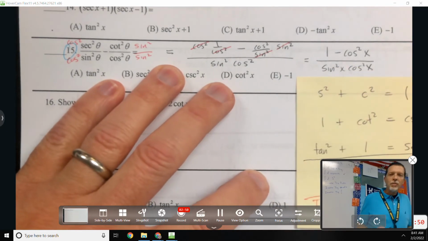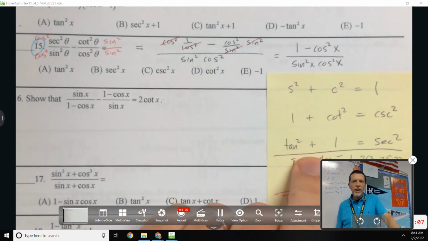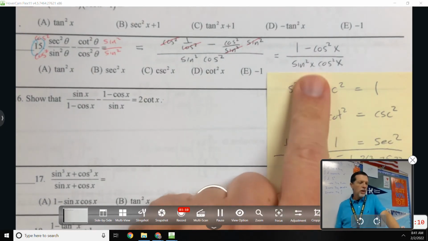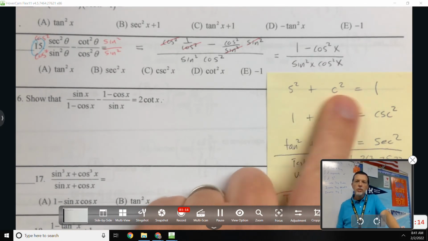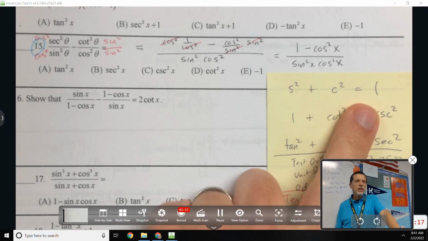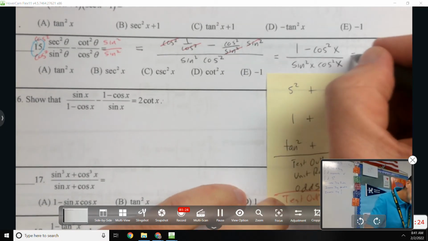Get my handy post-it note for my post-it note identities. If you would like to ask me for a post-it note tomorrow at the beginning of the test, I will grant you one. That way you can use it on multiple pages of the test. That's what I did when I was making the key, so I didn't have to flip around. So looking at my post-it note identities, what does 1 minus cosine squared equal? Can you rearrange that first one? Sine squared, not negative sine squared. If I move cosine over, I get sine squared.